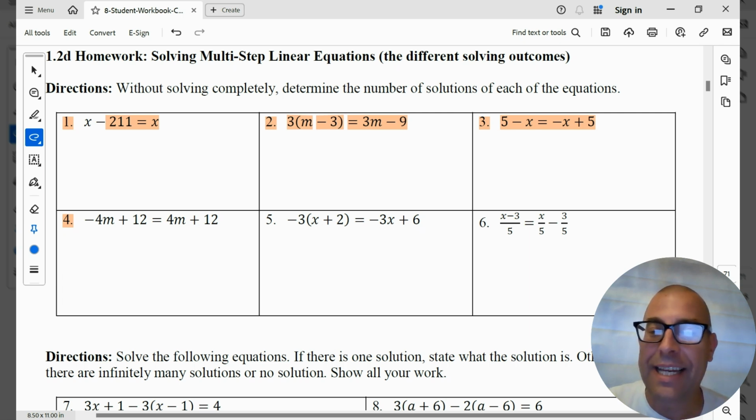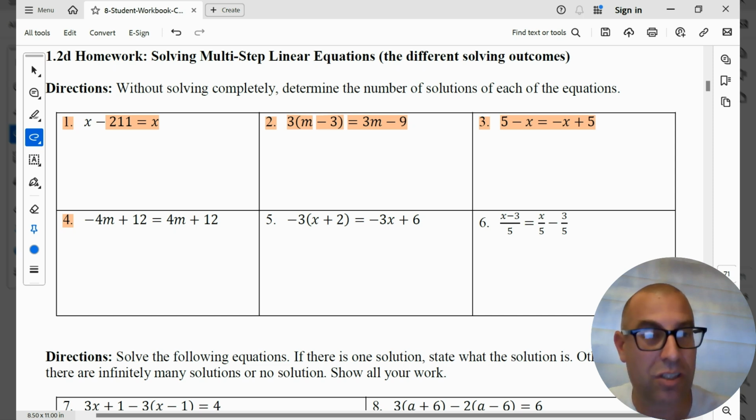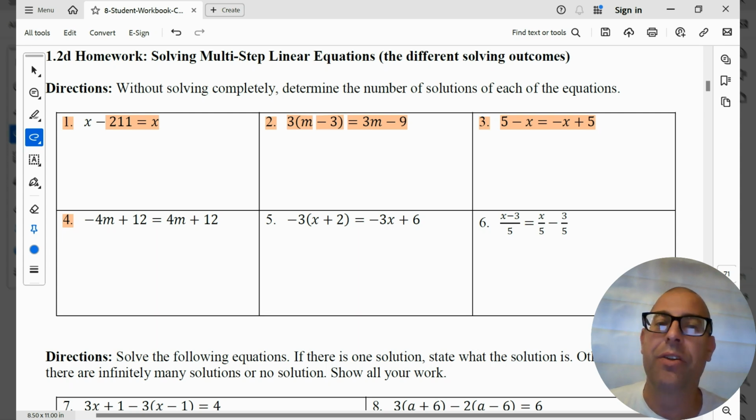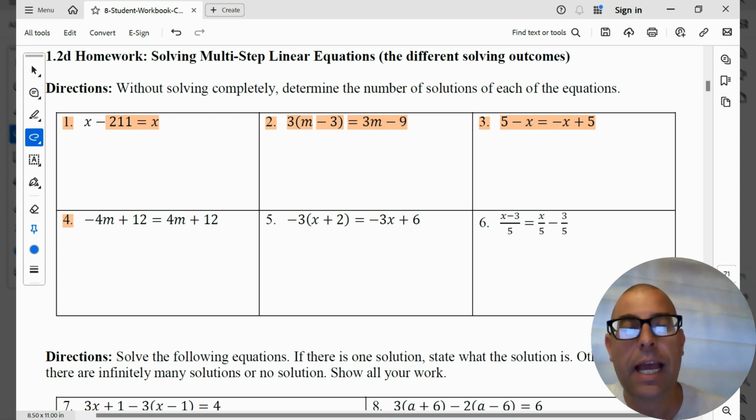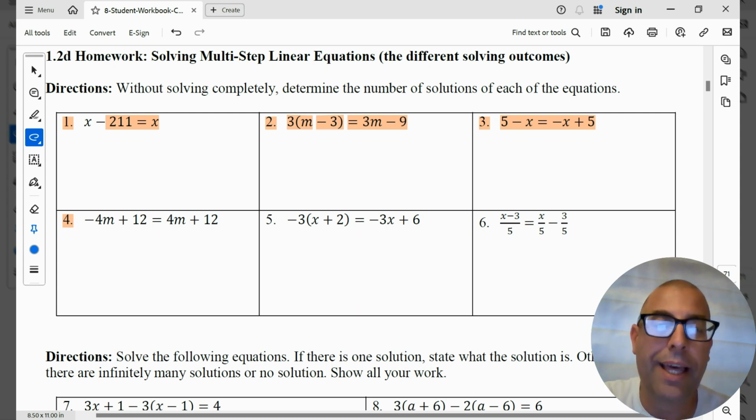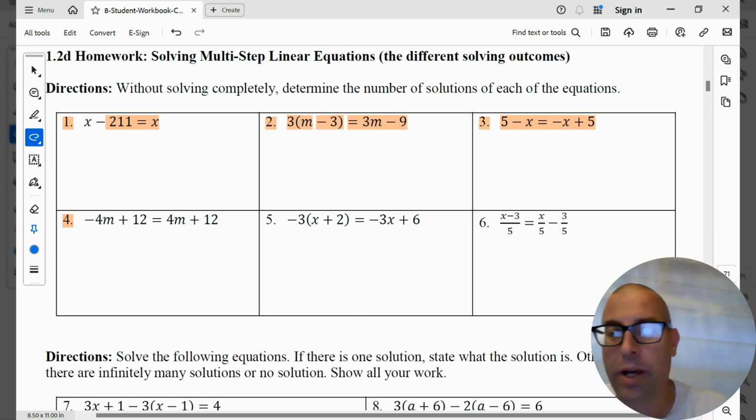So last night in your notes, we saw that sometimes the X's go away or the letters go away. And when that happens, that changes what our possible answers are. So you've always been used to just getting one answer. Well, now we have to interpret our answer. And that always comes around when the letters go away. So let's look at problem number 1.